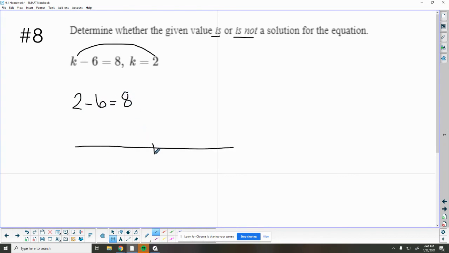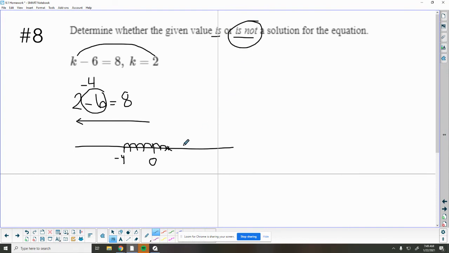So I want to think about this number line here. So we're here at 0, and we went over 2. So we're here at 2. And we're taking away 6. That means we have to go backwards. 1, 2, 3, 4, 5, 6. So here was 1, 2, 3, 4. So we're at negative 4. So 2 minus 6 is actually negative 4. And they said the answer should be 8. So this is not a solution for the equation.